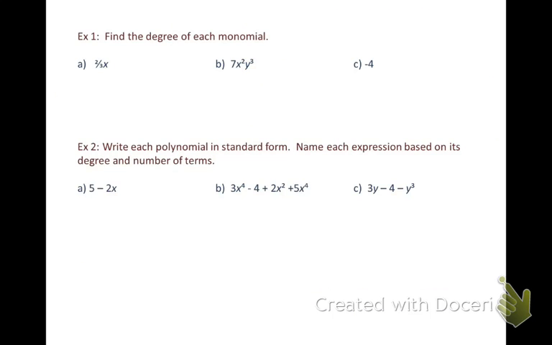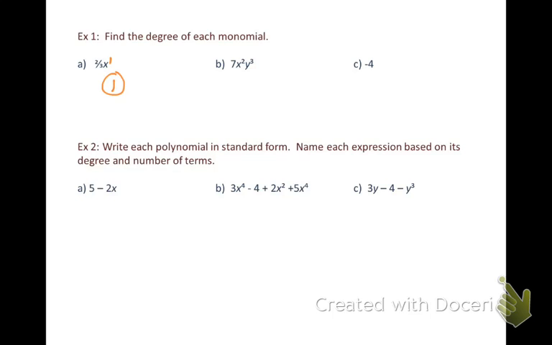Example 1. Find the degree of each monomial. So first of all, you're going to add up all the exponents on each of the variables. Well, there's only one variable on A, and the exponent is 1. So you're going to add up 1 plus, there's nothing else, so you're going to say 1. That's finding the degree. That's all you're going to do on that one.